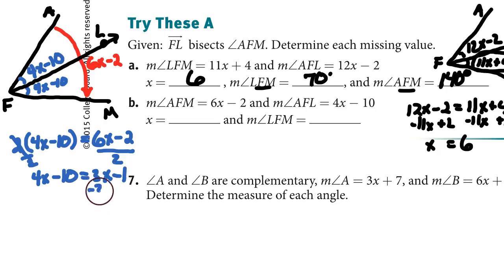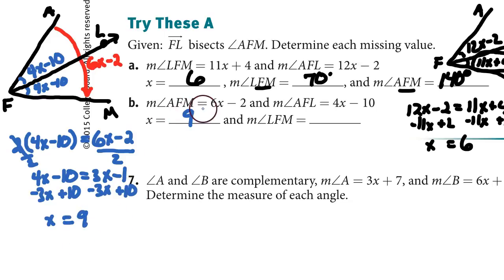Now we can subtract 3x from both sides. 4x minus 3x is x. And we can add 10 to make it move to the right side. Negative 1 plus 10 is 9. We have x equals 9.